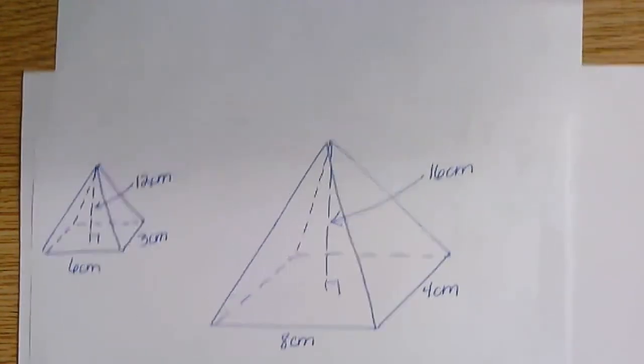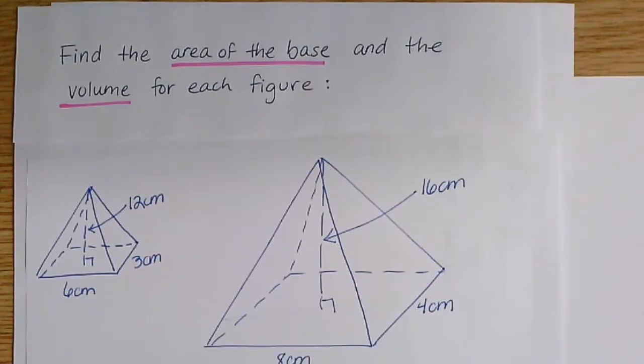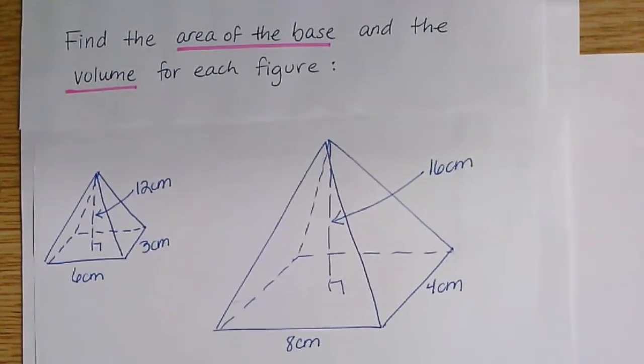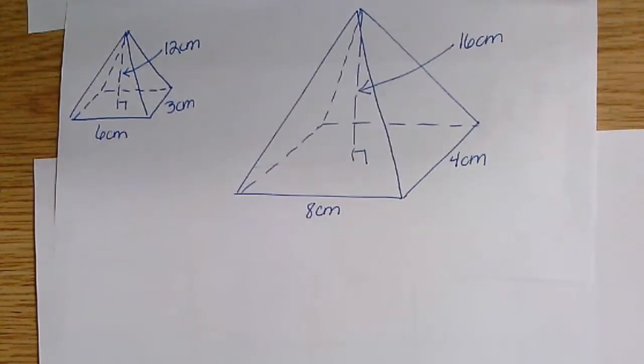Okay, we're going to do the same thing we did in the last one. We're going to find the area of the base. In this case, we have a rectangular base for each of these pyramids. And we're going to find the volume. So again, pause your video. Go ahead and do those. Come back when you're ready to go. Okay, ready? Let's get going.